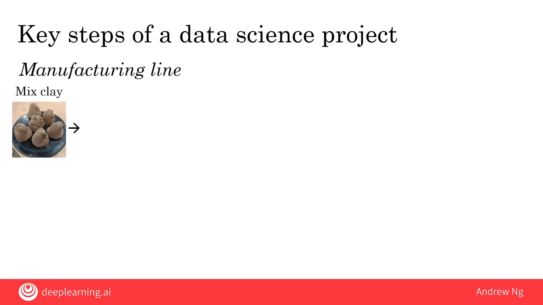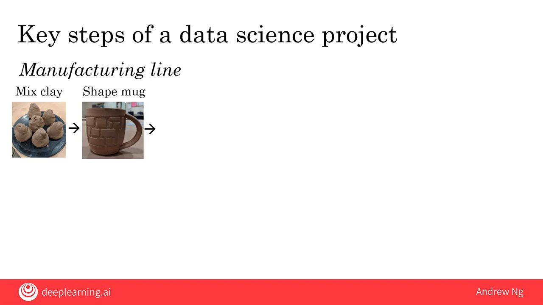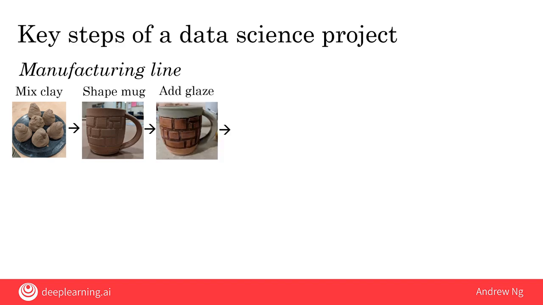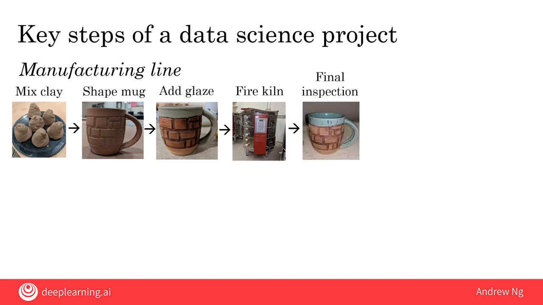Step 1 is to mix the clay, so make sure the appropriate amount of water is added. Step 2 is to take this clay and to shape the mugs. Then you have to add the glaze, so add the coloring, a protective cover. Then you have to heat this mug, and we call that firing the kiln. And finally, you would inspect the mug to make sure there aren't dents in the mug and it isn't cracked before you ship it to customers.